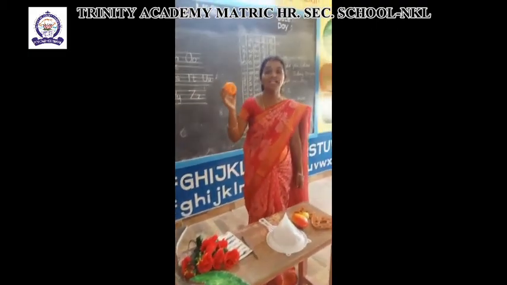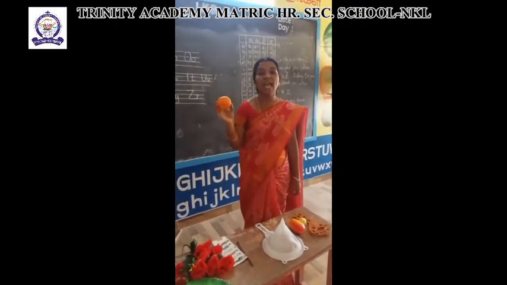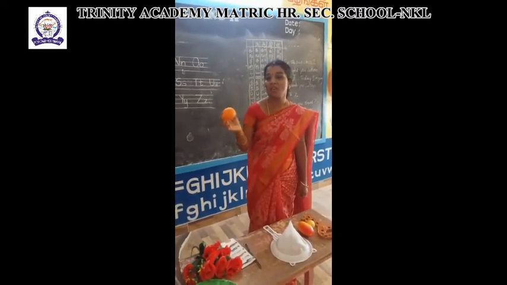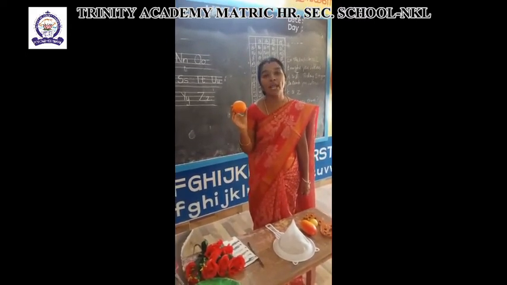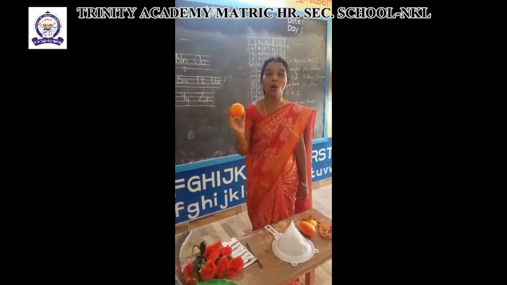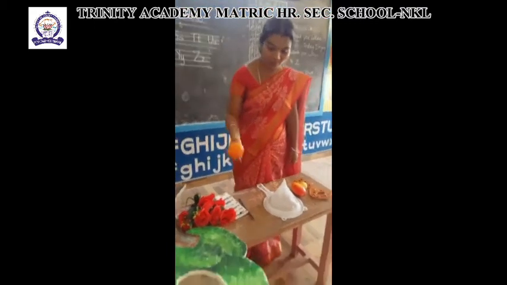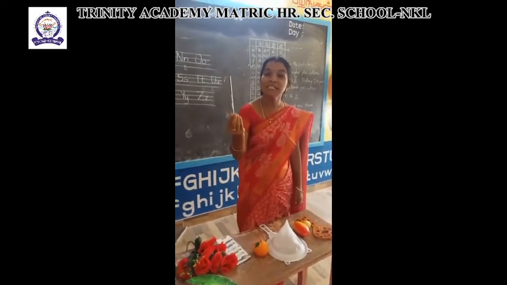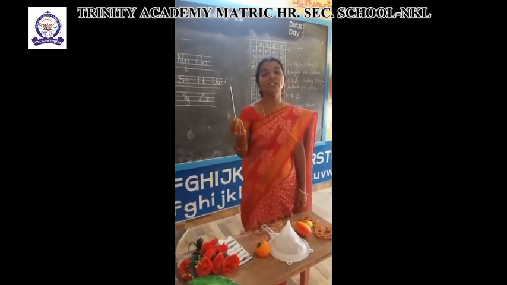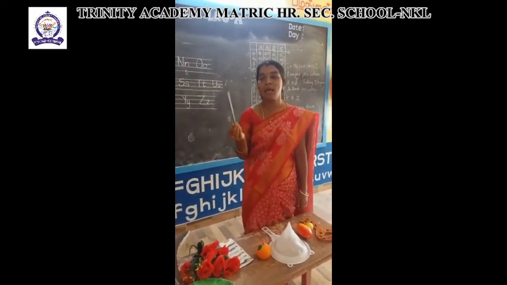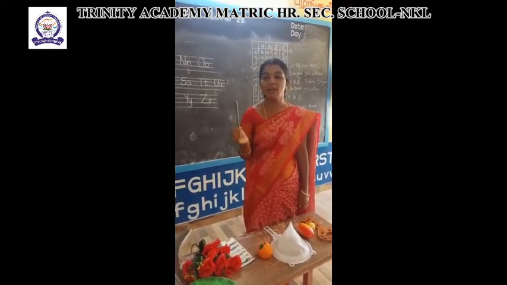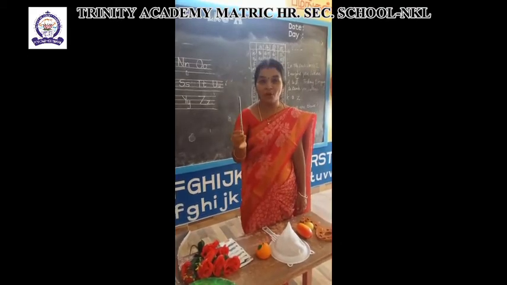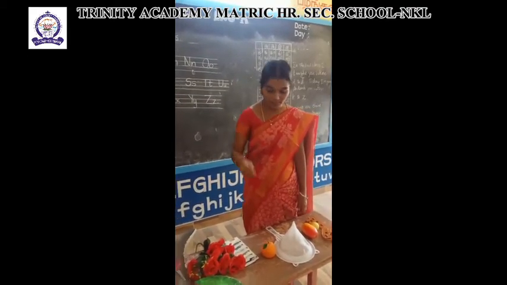Aha, what is this? This is an orange. It is rich in vitamin C. What is the first letter of orange? O. O for orange. Next, what is this? This is a pencil. Children, how will you write? By using a pencil. What is the first letter of pencil? P. P for pencil.